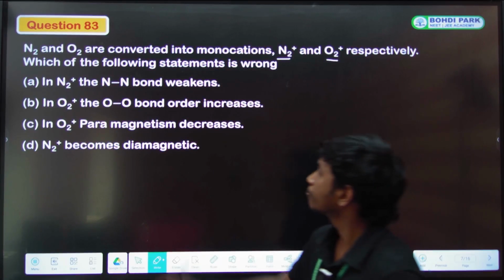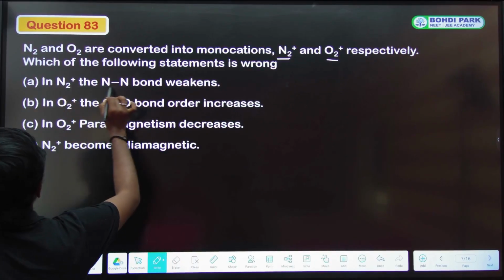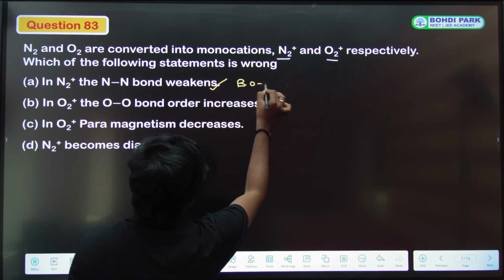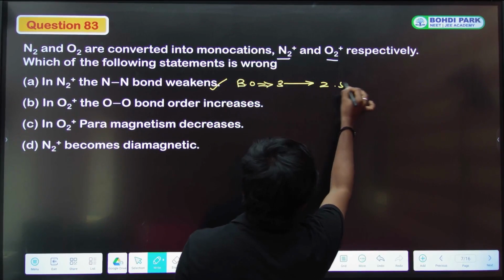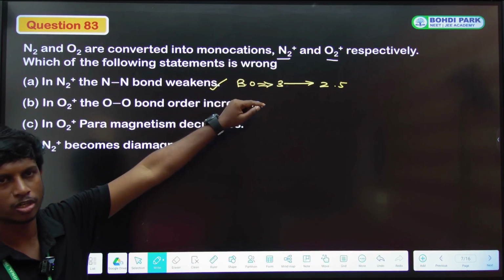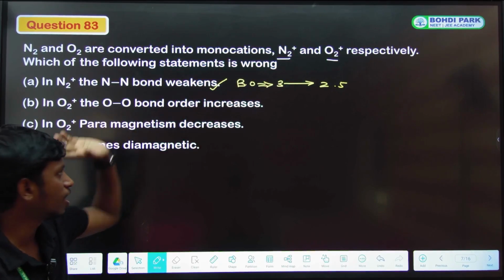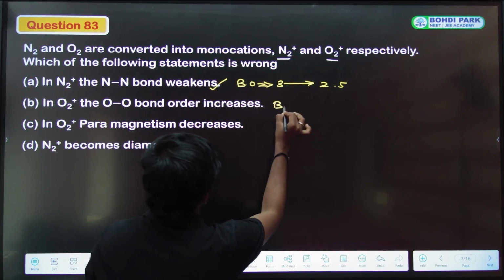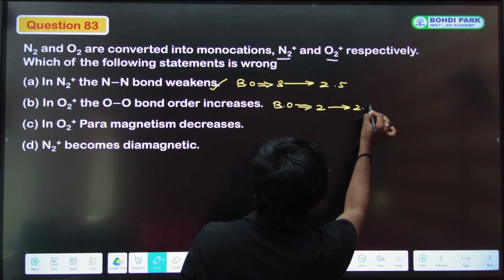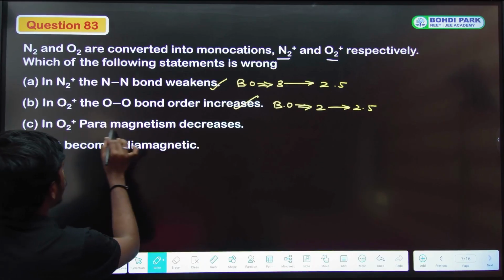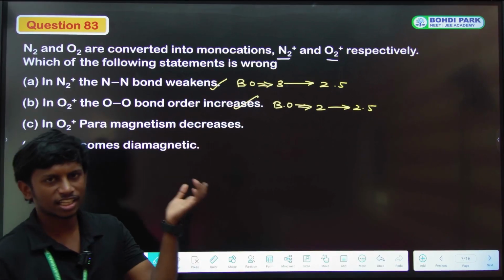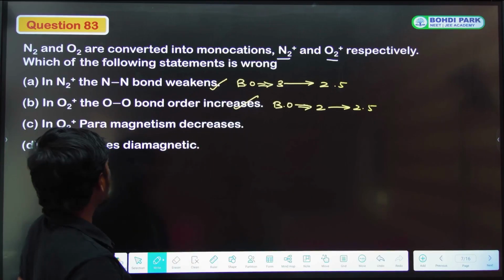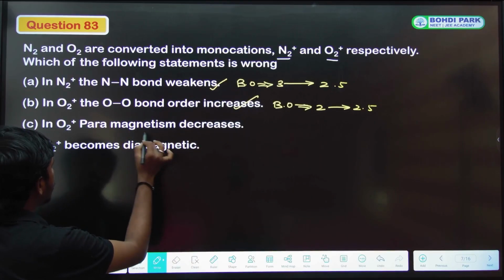Now in N2 plus, the nitrogen bond becomes weaker. Correct தான், bond order 3 ல இருந்து 2.5 மாறுது, so bond order is directly proportional to bond strength, so உங்களோட nitrogen bond weak ஆகுது. Correct தான். In O2 plus the O-O bond order increases, 2 ல இருந்து 2.5 மாறுச்சு, so this is also correct. In O2 the paramagnetism decreases. Correct தான். First 2 unpaired electrons இருந்தது, இப்போ ஒரு unpaired electron தான் இருக்கு, so the paramagnetic behavior is decreasing. This is also correct.